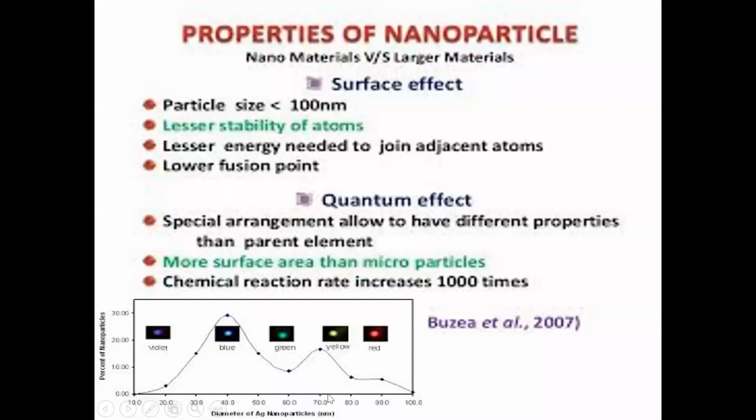If yellow, then the size is of this order. If green, then it is this one, 90, 80 nanometers, 70, 60 nanometers. Blue coloration is around 40, and violet is below 20 nanometers. So these are the sizes and colorations of these nanoparticles.